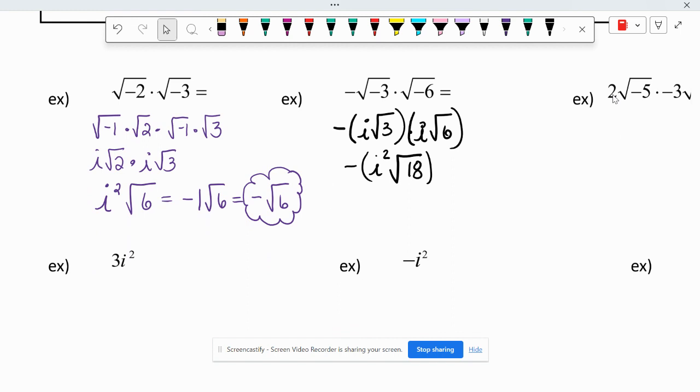So, square root of 18 is the same thing as what? Is there a perfect square that lives inside of that? 9 and 2. So the square root of 18 is the same thing as the square root of 9 times the square root of 2. What is i squared the same thing as?